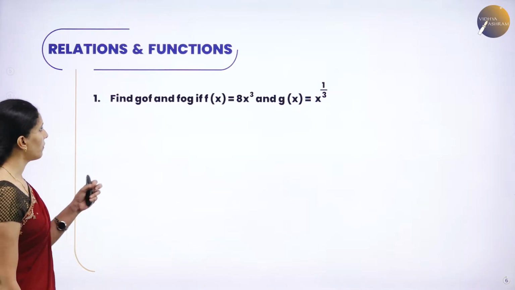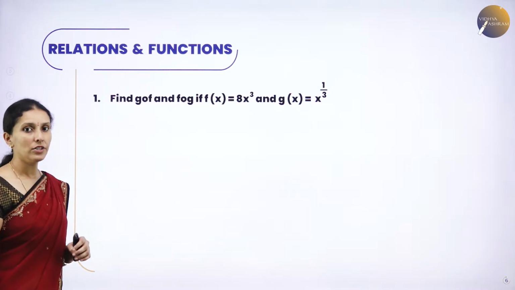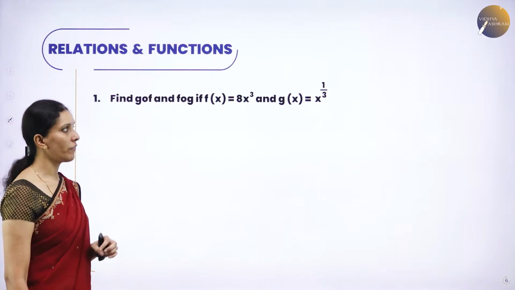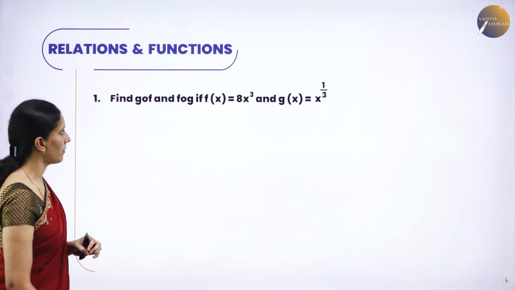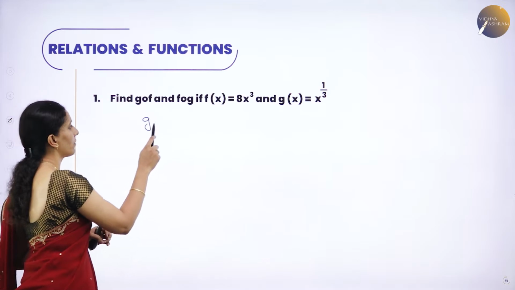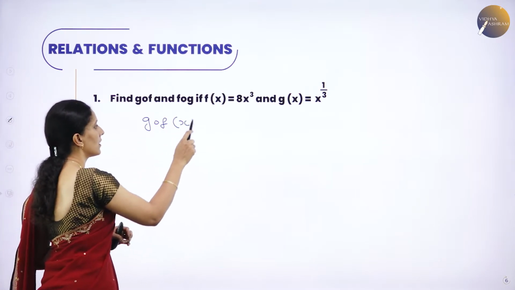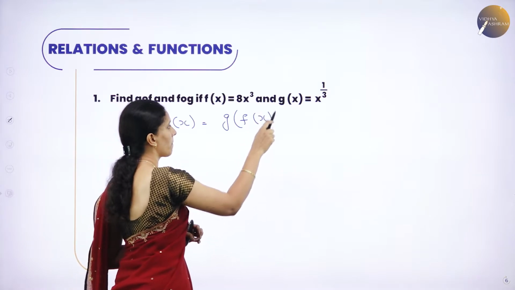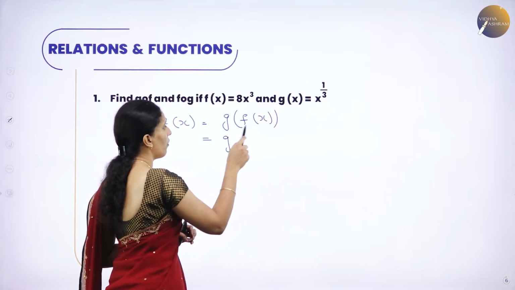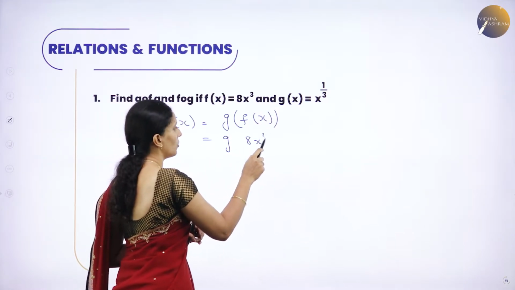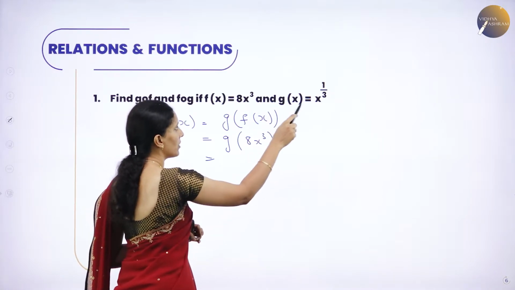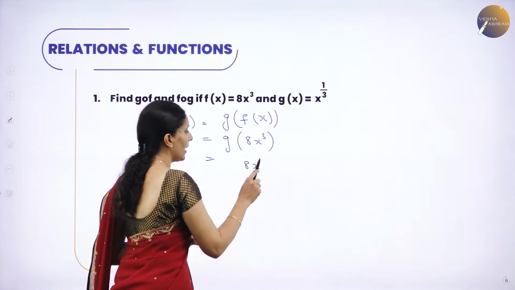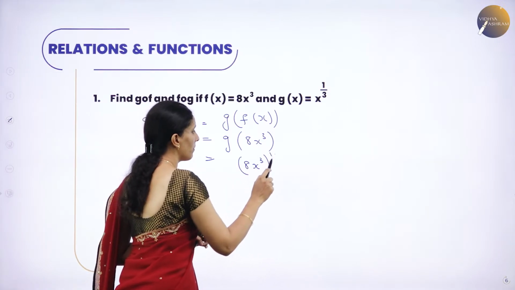Now let us solve a few problems. Find g naught f and f naught g if f of x is equal to 8x cube and g of x is equal to x to the power 1 by 3. So g naught f of x is nothing but g of f of x. So what is f of x? It is 8x cube. How do we write function g? In the form of x to the power 1 by 3. That is 8x cube to the power 1 by 3.